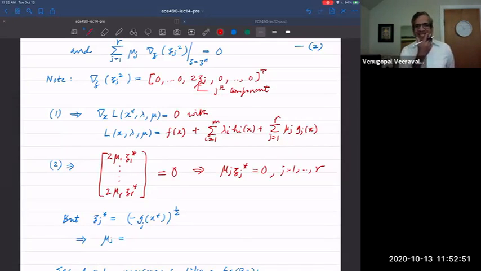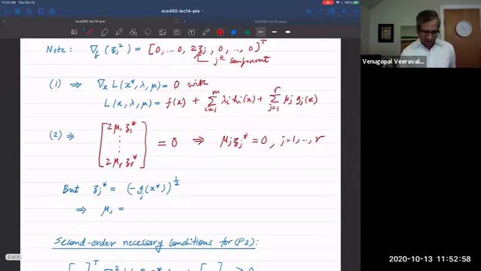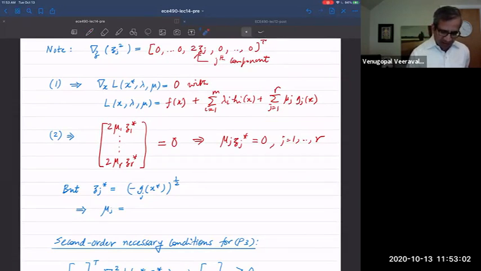But let's look at what zj star is. Zj star is the square root of minus gj of x star. This minus gj of x star is a positive number because gj is strictly less than 0. So I'm taking the square root of that positive number. This is 0. This is positive. Actually, I should say this is not equal to 0. That's enough.